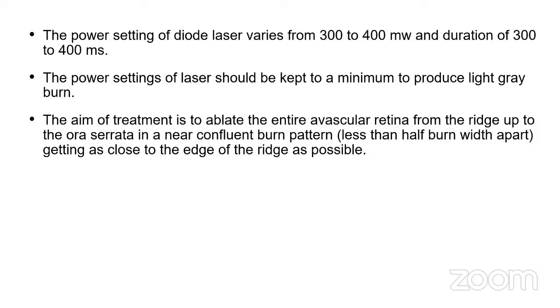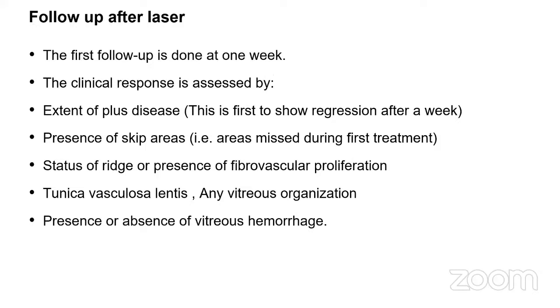So a light gray burn we should be able to achieve, and the aim is to ablate the entire avascular retina from the ridge up to the ora serrata. When you are seeing the ridge, we should avoid lasering the ridge because it can cause vitreous hemorrhage or progression of ROP. So we have to laser anterior to the ridge. The complete avascular retina we have to cover. And there is no need to laser the normally developed vascular retina. We should not do PRP. We should do it only in the avascular regions.